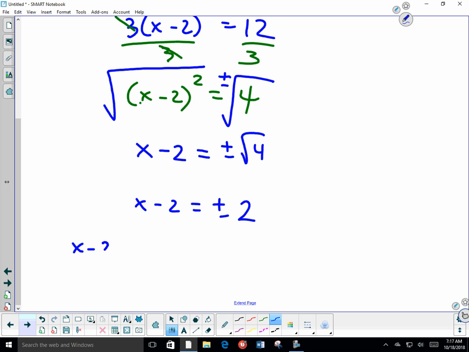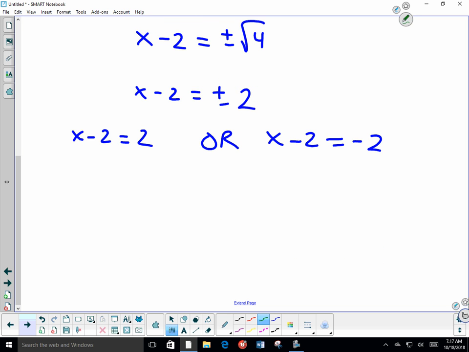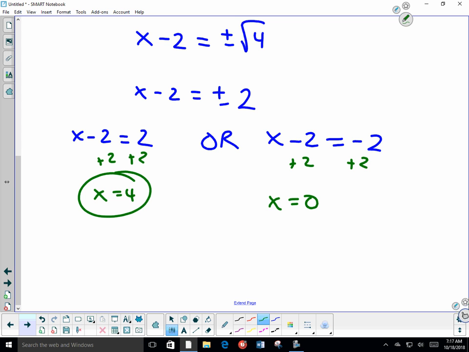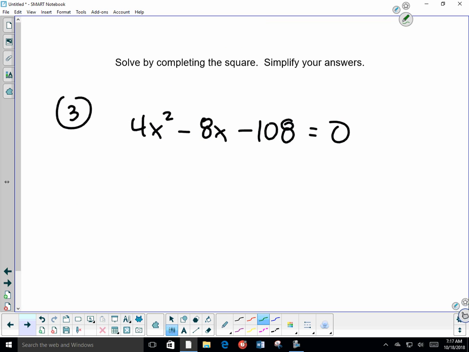That means I really have two equations to solve. Either x minus 2 is equal to 2, or x minus 2 is equal to negative 2. And so in this case, when I add 2 to both sides here, I get x equals 4. And when I add 2 to both sides here, I get x equals 0. So these are my two solutions for problem number 2. Let's take a look at number 3.